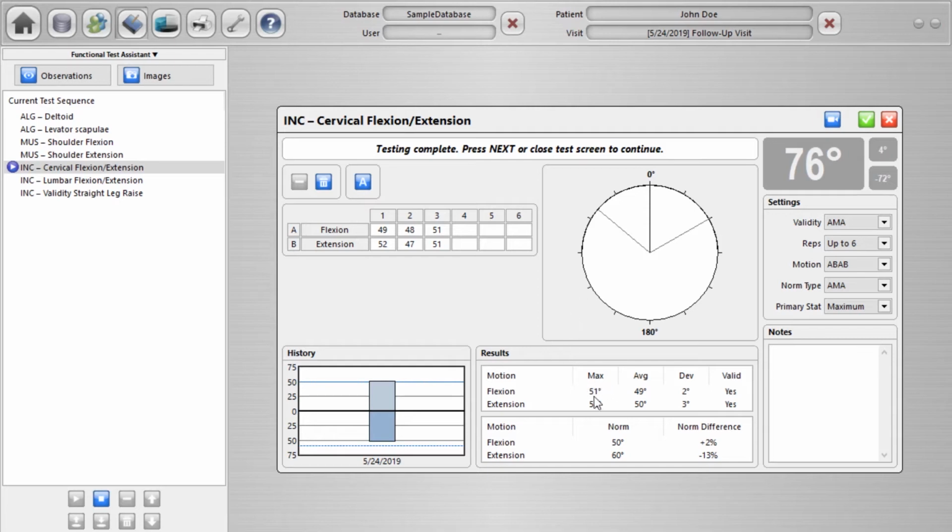In this case, we have maximum values for both flexion and extension, averages, and then deviations. Valid sort of takes the place of coefficient of variation. That's by the AMA's terminology. We also see here history.